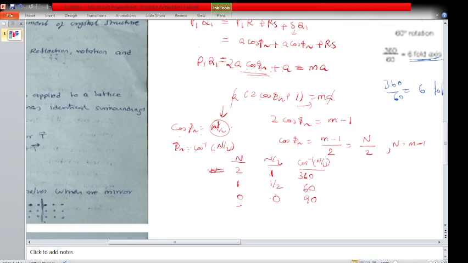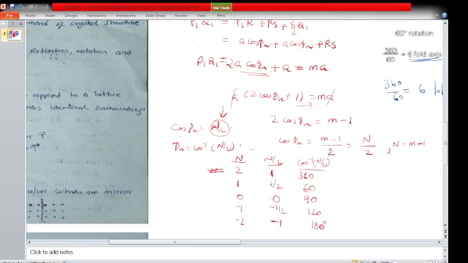Then you can also have minus 1, minus 2 values here. So minus 1 means in that case it will become minus 1 by 2, and minus 1 by 2 will give 120. And for plus 1 by 2, sorry, this is minus 1. Minus 1, that is cos inverse of minus 1, that is 180. So these are the angles.